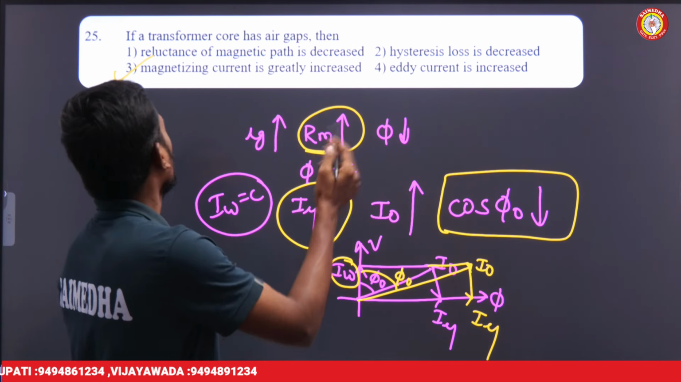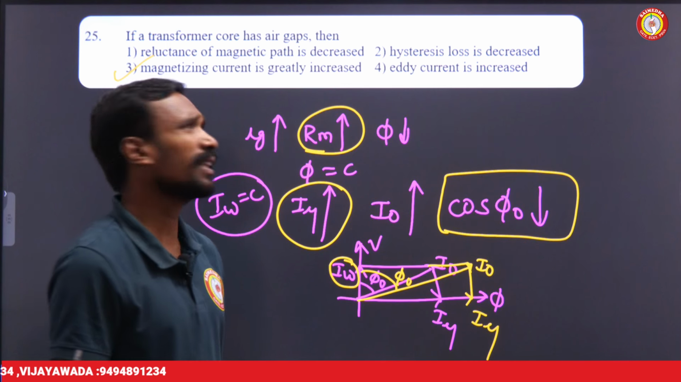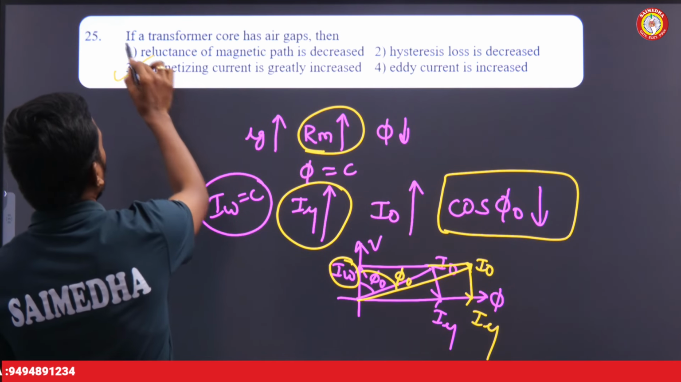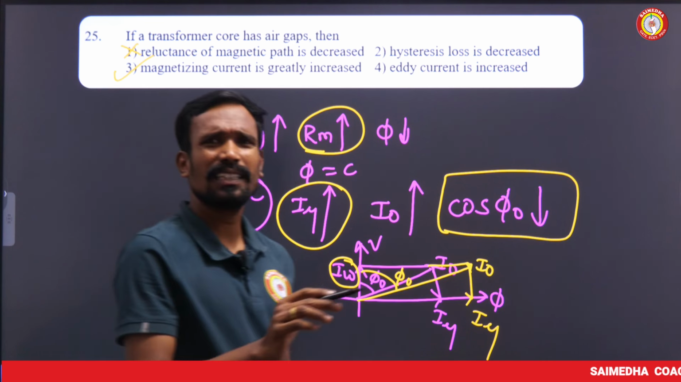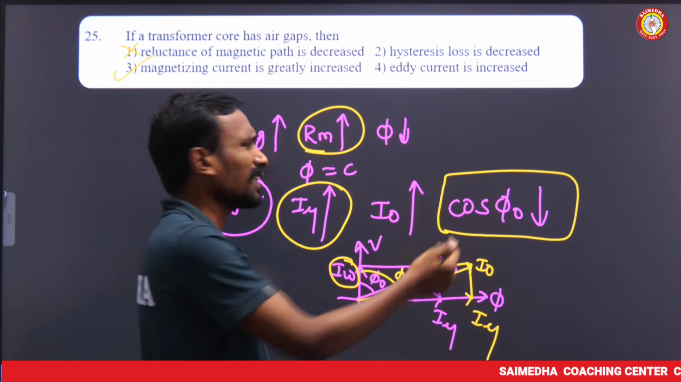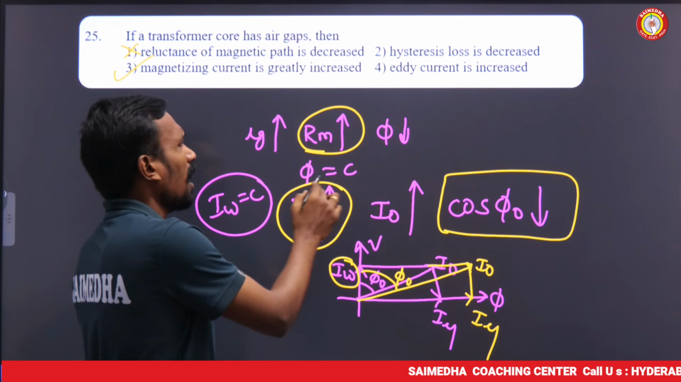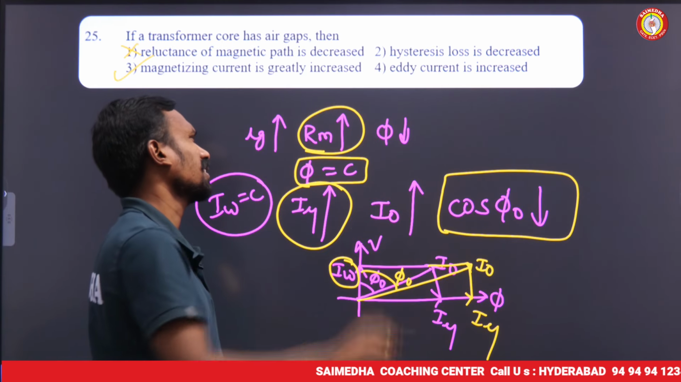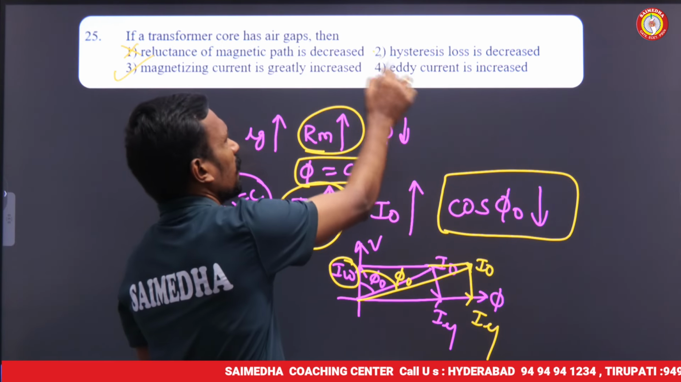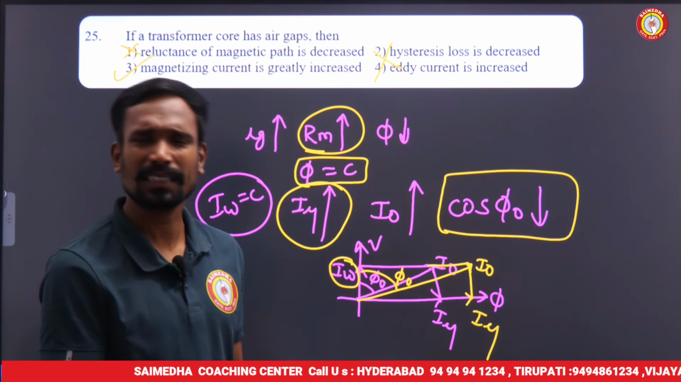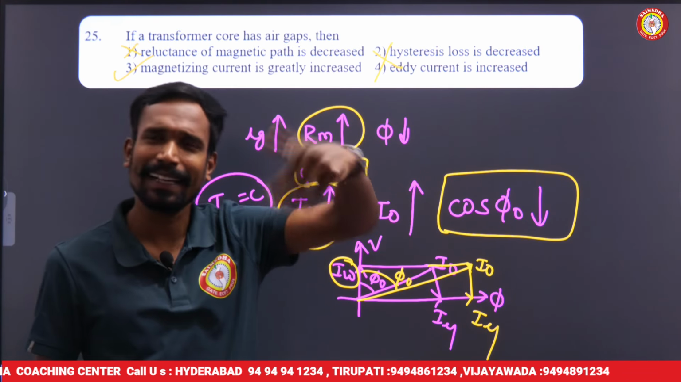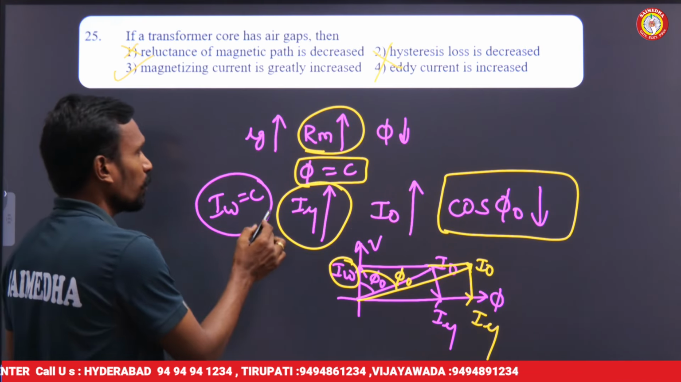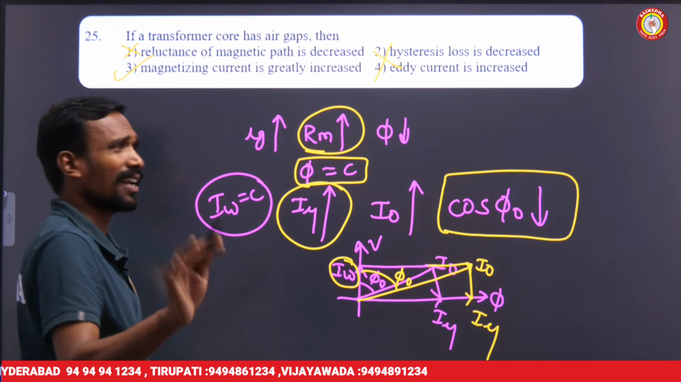If you want to go for more than one answer, this is a wrong answer actually. And hysteresis losses don't decrease, they may increase because flux is increasing, I mu increasing. Of course, we are maintaining the flux constant, even though these are the wrong answers. So the magnetizing current greatly increases, but they may give you IW increases, which is a wrong answer.